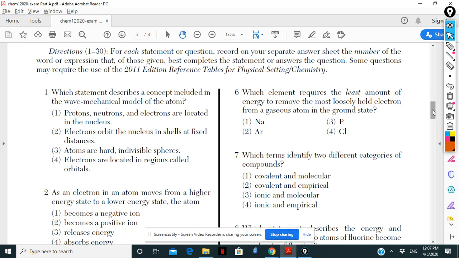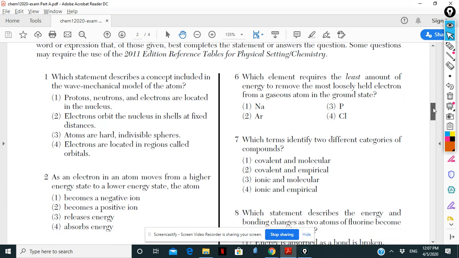The latest one was the electromagnetic wave character for the electrons, which means they orbit the nucleus. For that, it's going to be the last one, number 4. Electrons are located in a region called orbitals.